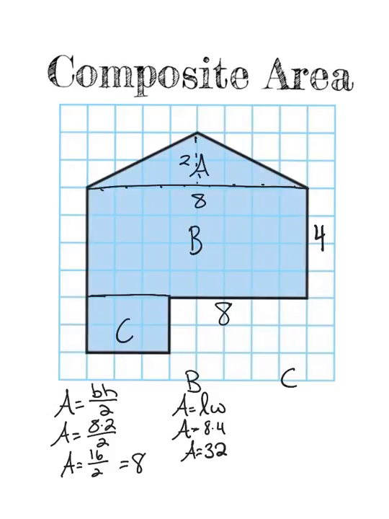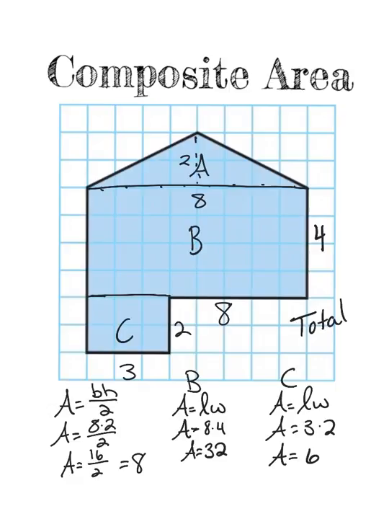And then we have rectangle C, which is also a rectangle, so length times width. And that area equals 3 is my base and 2 is my width. 3 times 2. So the area is 6. And then I would need to total, sorry I ran out of room, I guess we can go up here. Total area would be 32 plus 8 plus 6. So 32 plus 8 is 40 plus 6 would be 46 units squared.